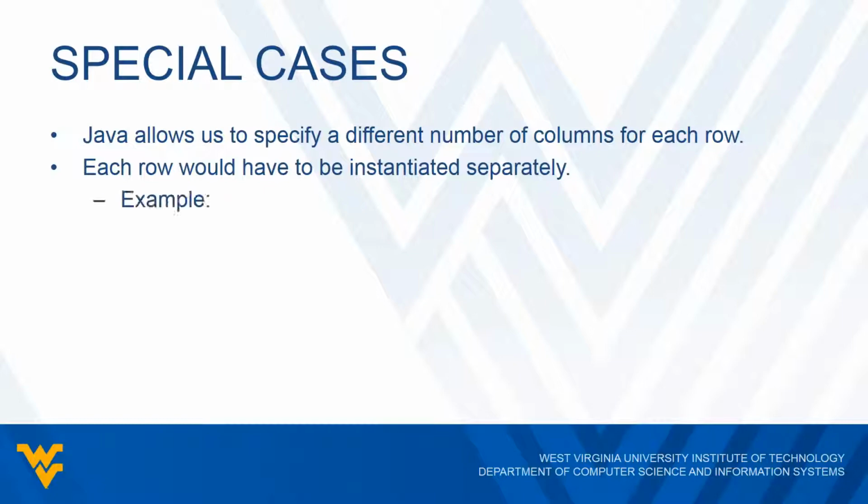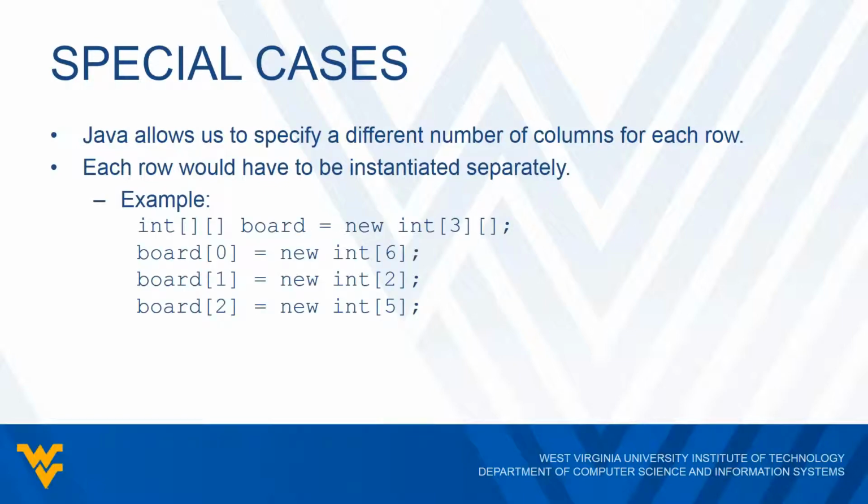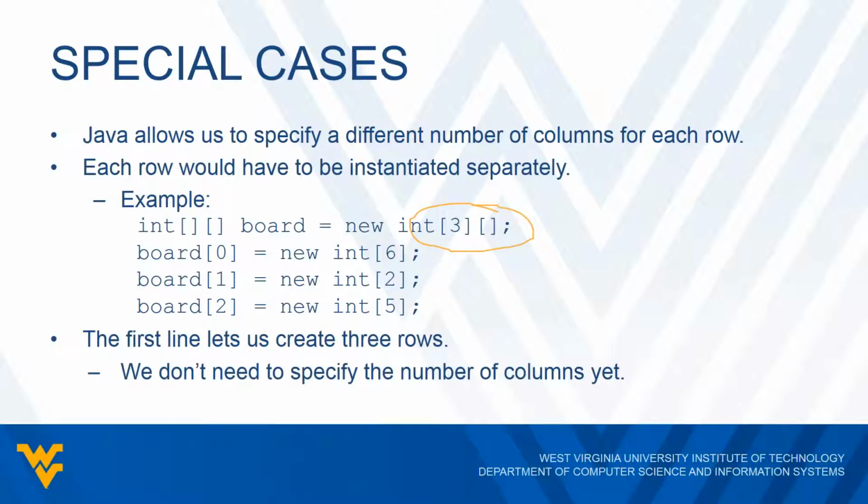So for example, let's say I create a two-dimensional array called board, and notice under the line for new int, I don't specify the number of columns. I still specify the number of rows. So this first line does let us create 3 rows, but we don't need to specify how many columns each row has just yet. We can do it for every single row that we create.